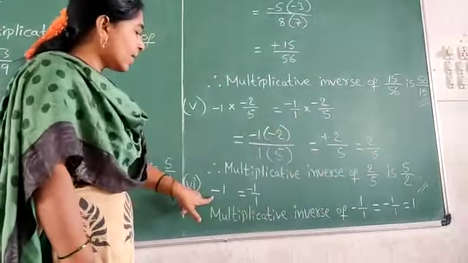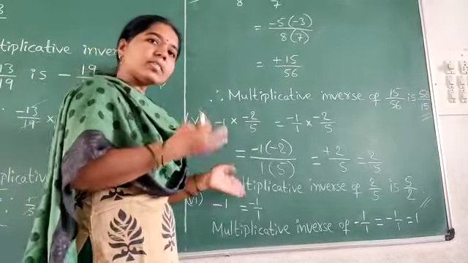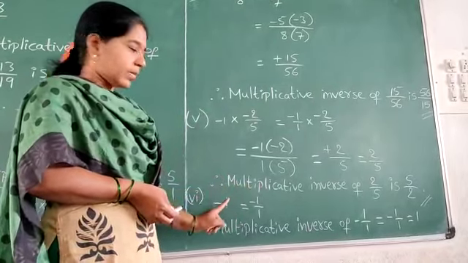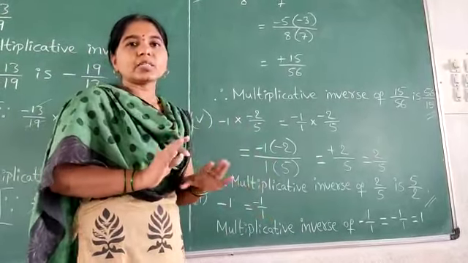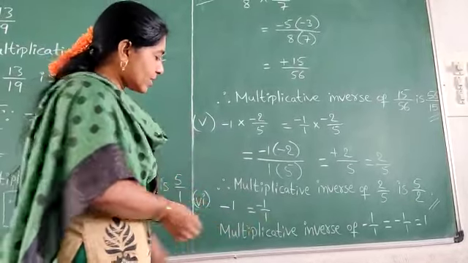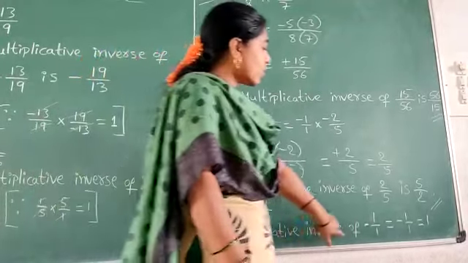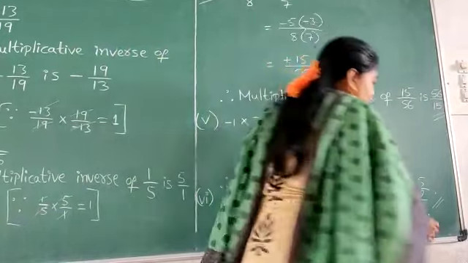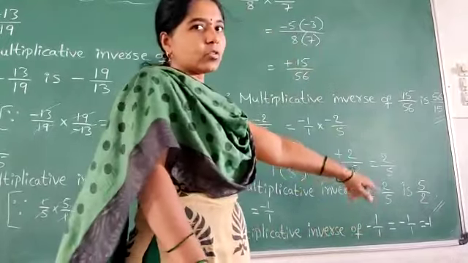And the last question, minus 1. Children, you can write minus 1. Multiplicative inverse of minus 1 is minus 1 itself. And if they ask for positive 1, the multiplicative inverse will be 1 itself, because 1 and minus 1 are their own multiplicative inverse. Okay, let's solve this. Minus 1 can be written as minus 1 by 1, I said. Then multiplicative inverse of minus 1 by 1 is again minus 1 by 1, which is equal to minus 1. This is very important. Minus 1 by 1 is equal to minus 1.